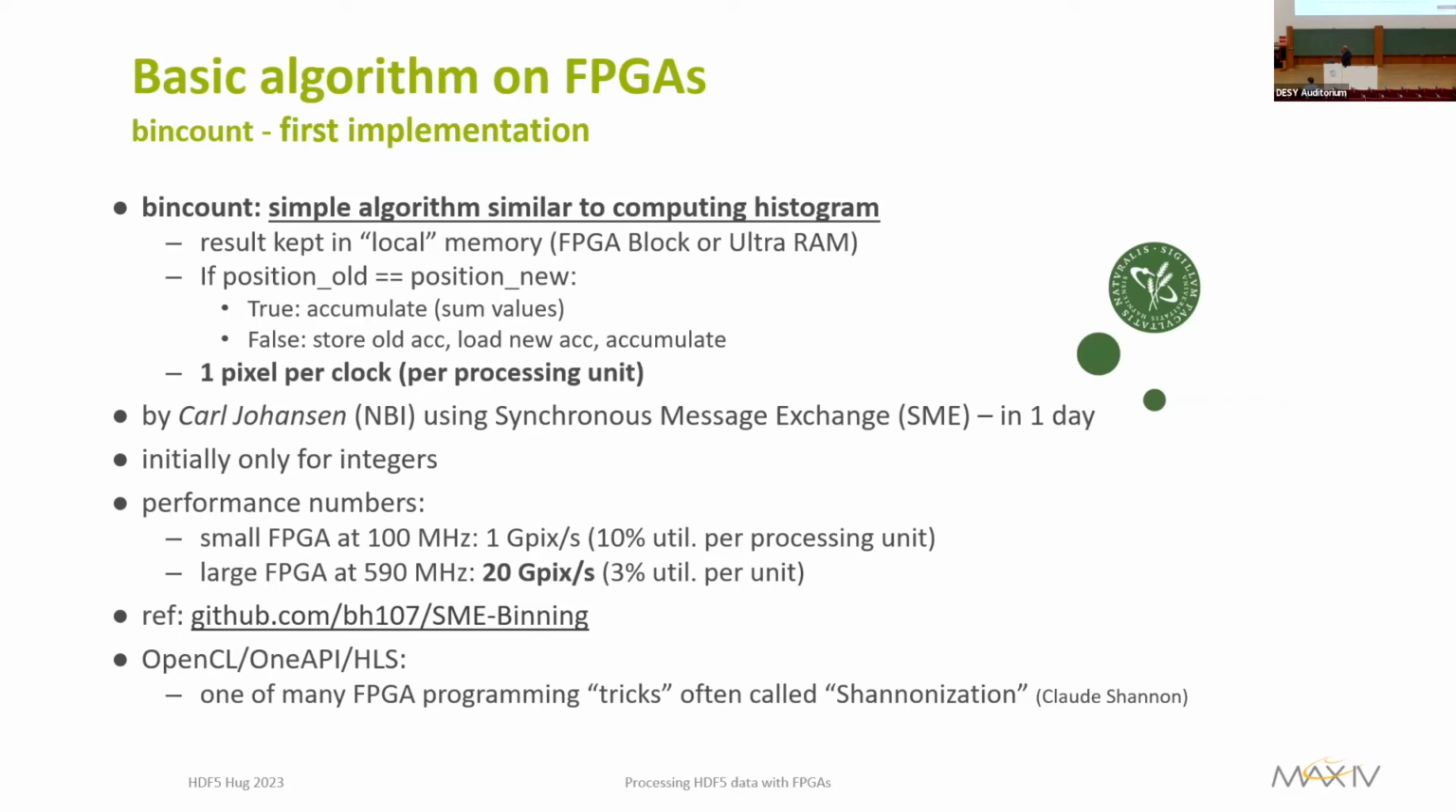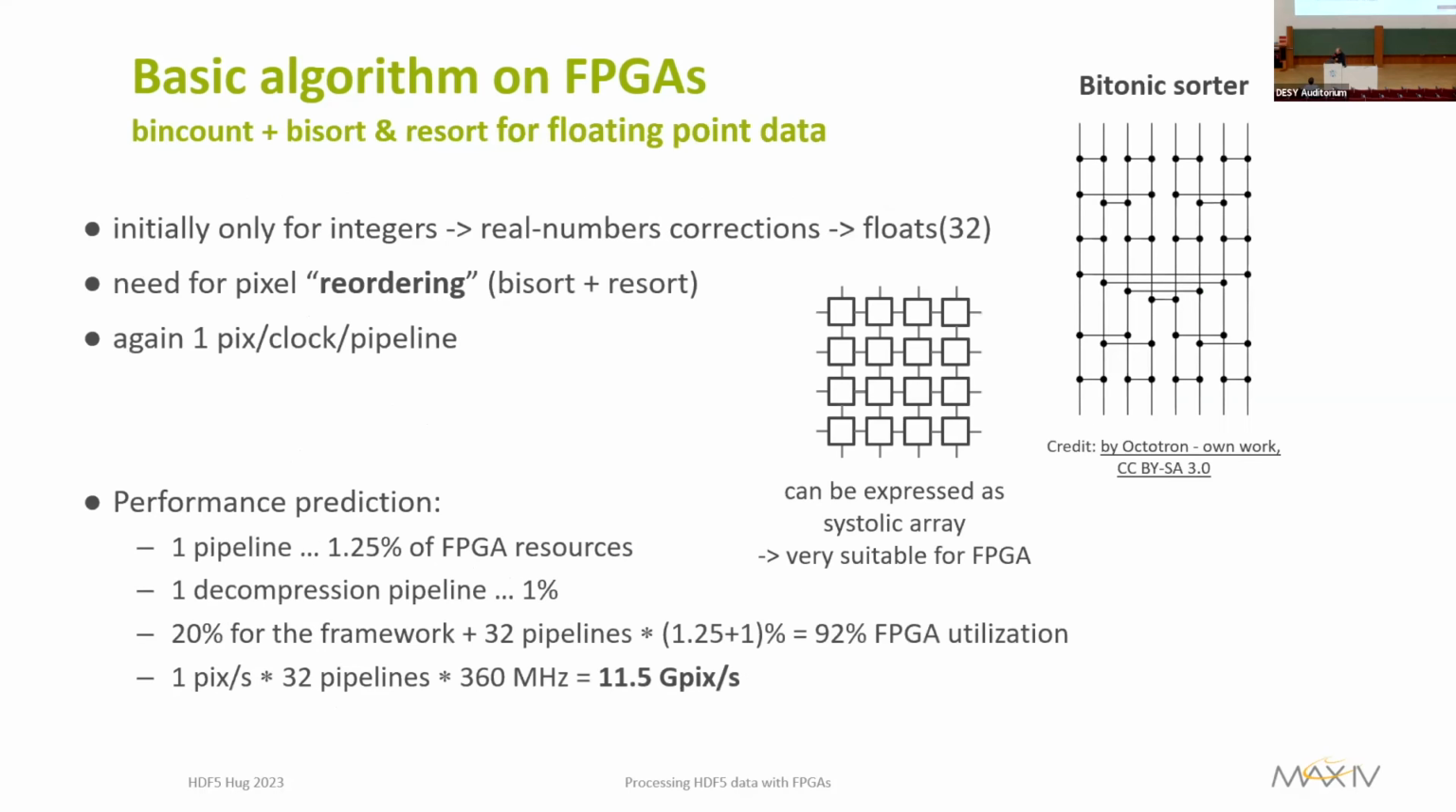Actually, when we are programming this with OpenCL, it is nothing more than a trick called Shannonization, which is well known, to just do it. So it's nothing really complicated. When one wants to extend integers to floating point, then I did it like that. It was necessary to reorder the results, so we were doing some bitonic sort and resort algorithms there.